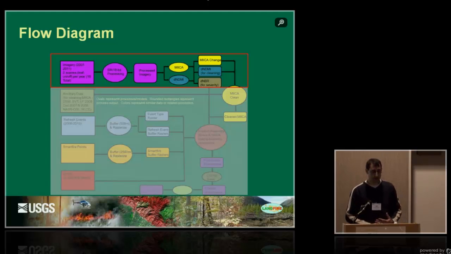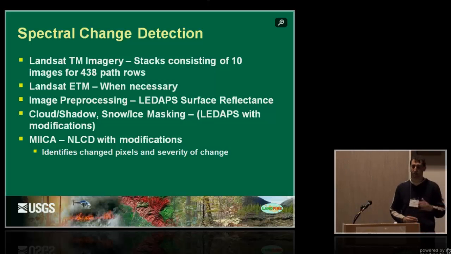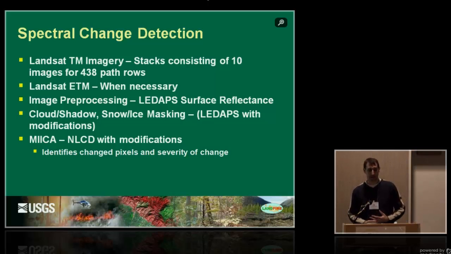So a little bit more about the stacks. Landsat TM imagery primarily, and then, as I mentioned, 10 scenes, leaf on and leaf off, primarily TM imagery, and a pretty sizable chunk of data. It's 430 some odd path rows for CONUS, so pretty sizable. We did rely on Landsat ETM a little bit to fill in some gaps where we just couldn't get a match, either because of clouds or phenology or whatnot.